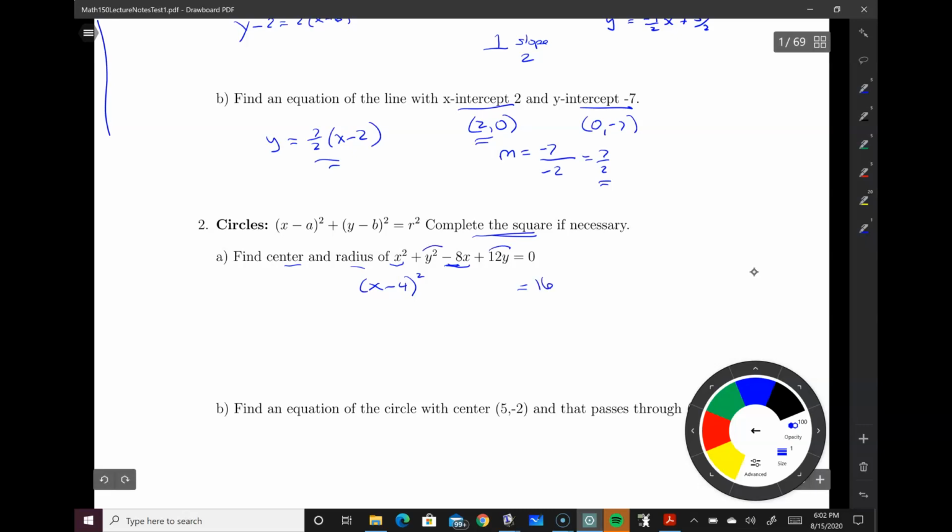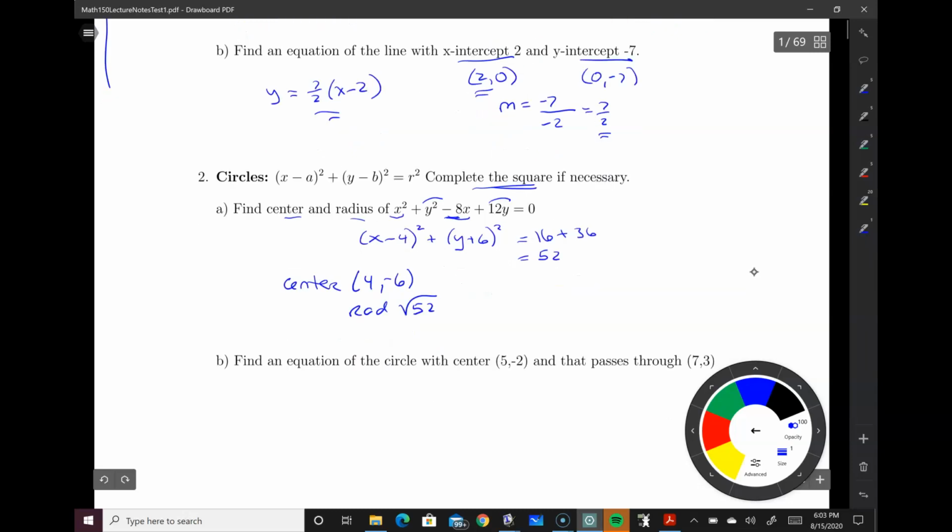So completing the square on the y terms, take half of the 12, so I'll get 6, square it. I've added 36 to this side, so I'm going to add 36 to this side. So I get a 52 on this side. So I now know the center is (4, -6). And the radius is √52. And that's a fine way to leave your answer.